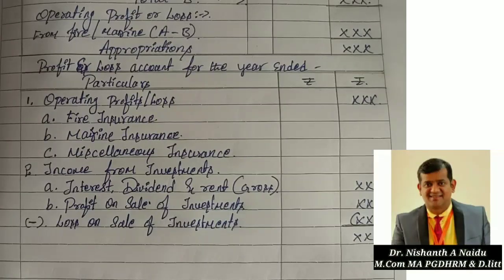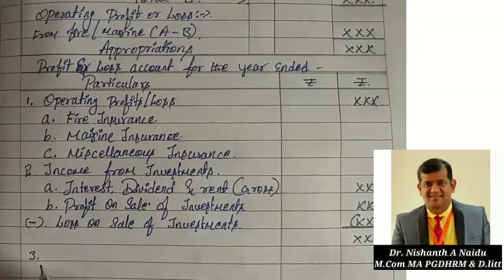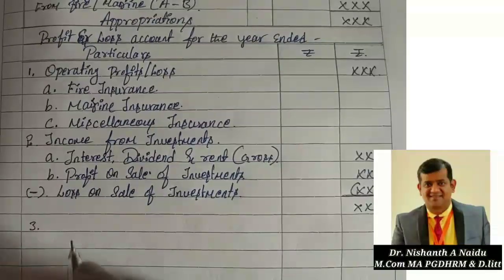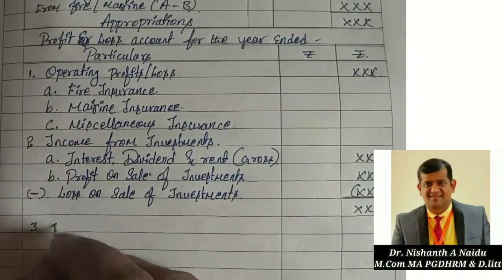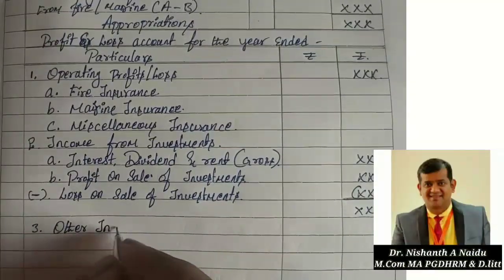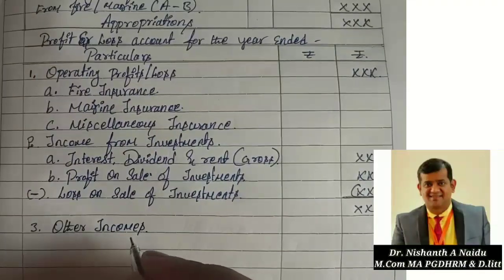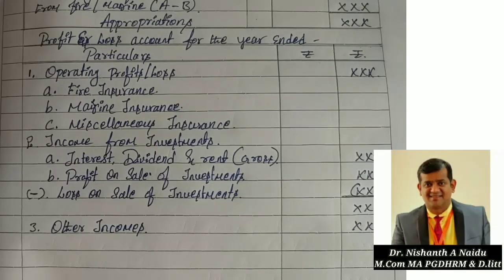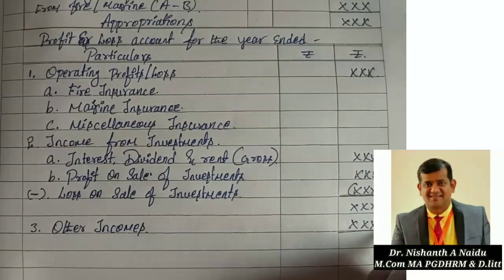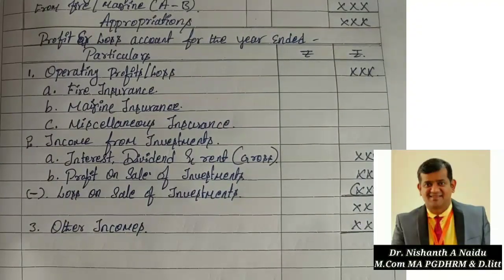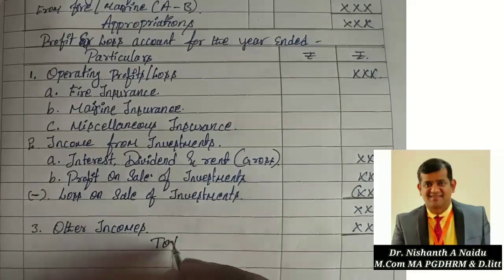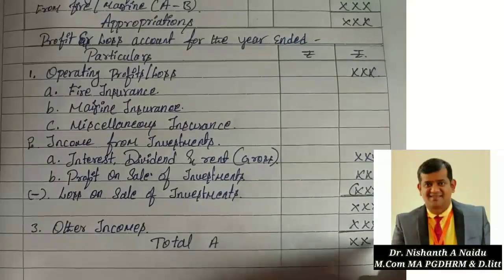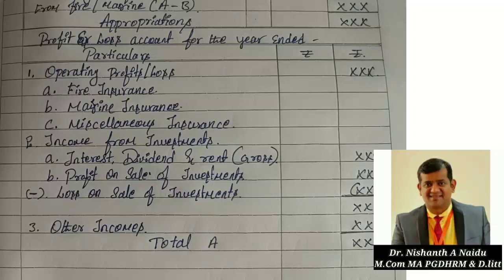Next, thirdly, any other income. Other incomes. So write that and total it. Any other income, and total it. Write it as total A.